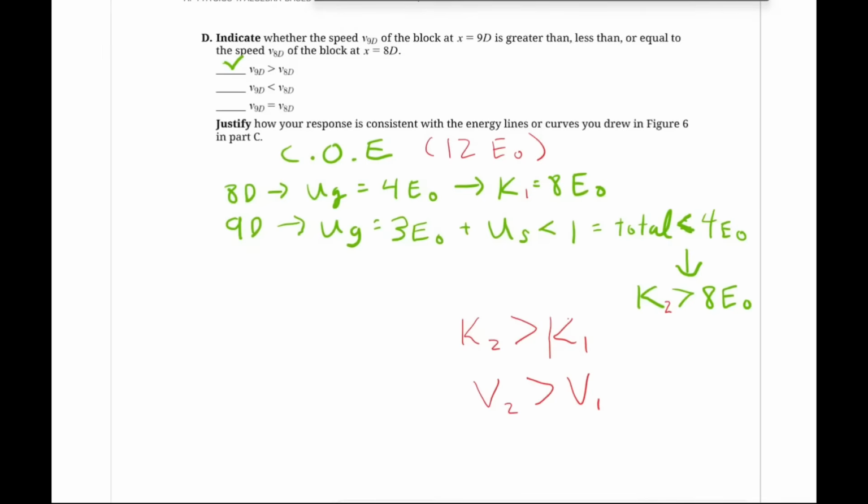I would have been a little bit more thorough writing sentences, but I just did an abbreviated version here. At position 8D, my UG is 4 E naughts. Therefore, my first K, called it K1, equals 8 E naught.